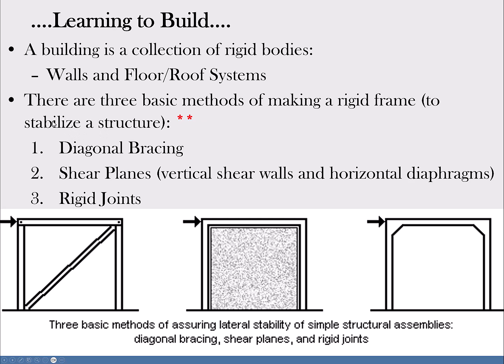So three basic methods of making a rigid frame to stabilize a structure and make it rigid. You can have diagonal bracing, like you see in the left-hand picture. In the center picture, they've got a shear plane. If it's vertical, we call it a shear wall. If it's a horizontal floor system and it's rigid and holding the building together, it's called a horizontal diaphragm. And then with welding particularly, the third point over on the right is where you have a rigid frame, rigid joints.